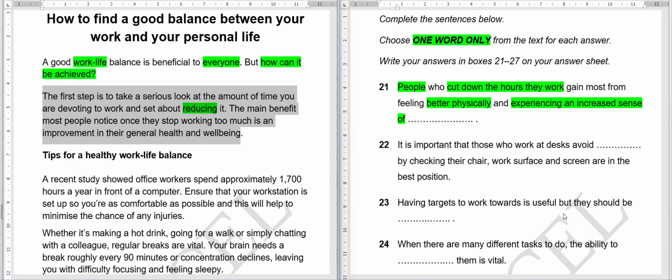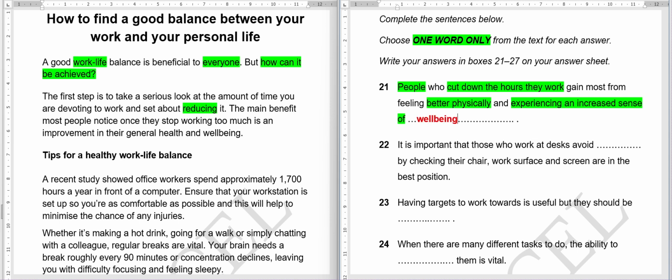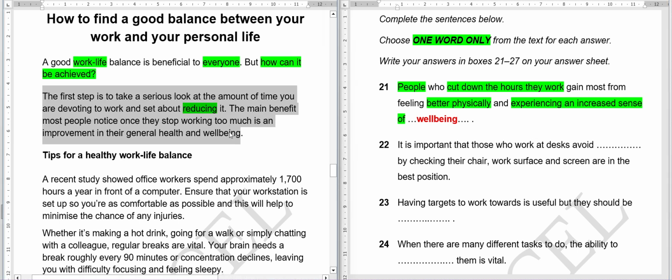Okay, time's up. Now I'm gonna write the answer here and see if you were able to arrive at the correct answer. Answer is well-being. Let me mark here. This is the last word of this particular paragraph. Question 21. So how we arrived at this particular answer?